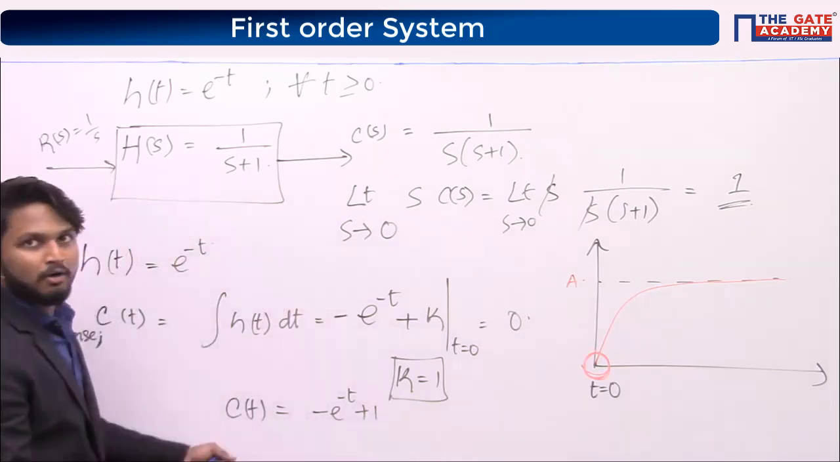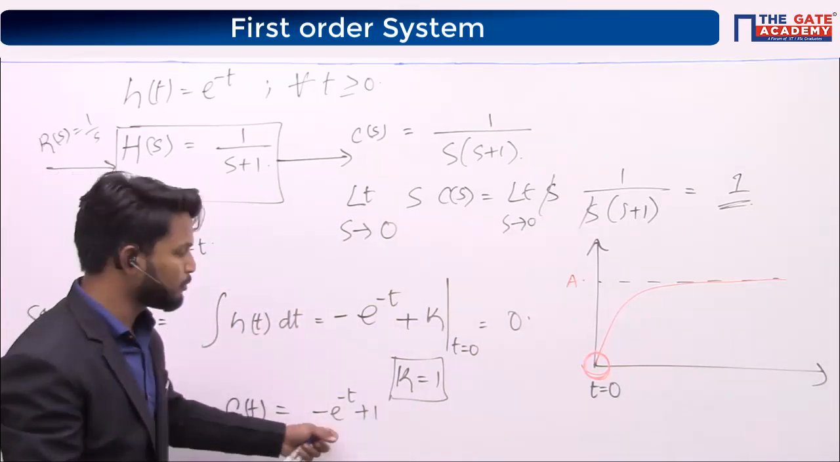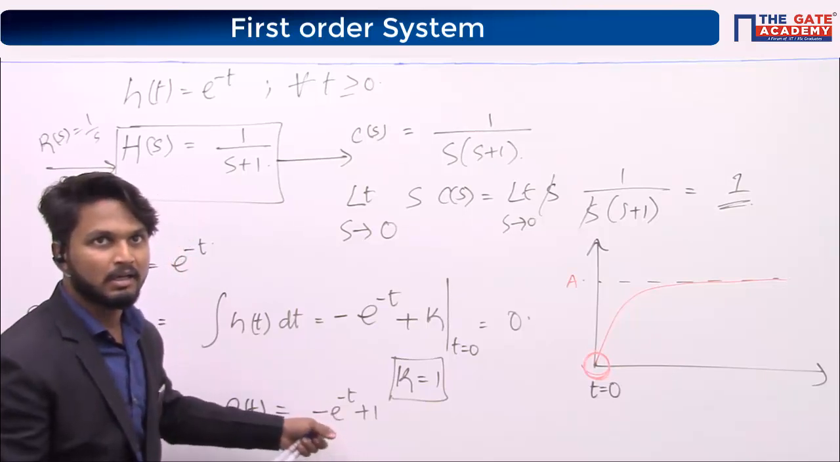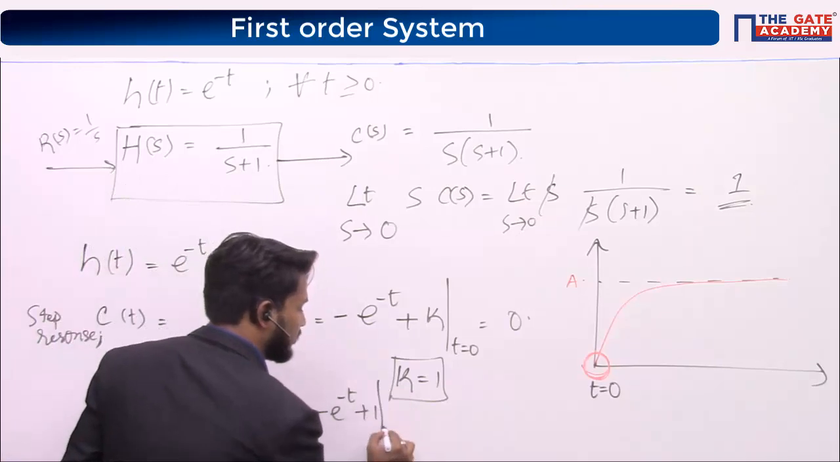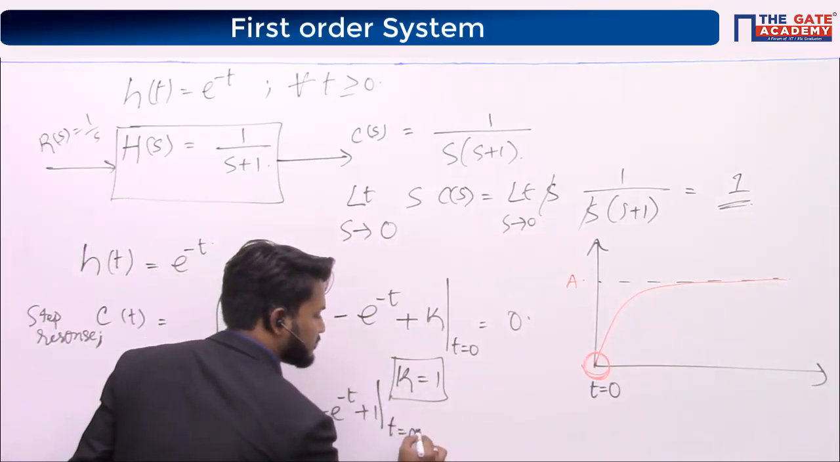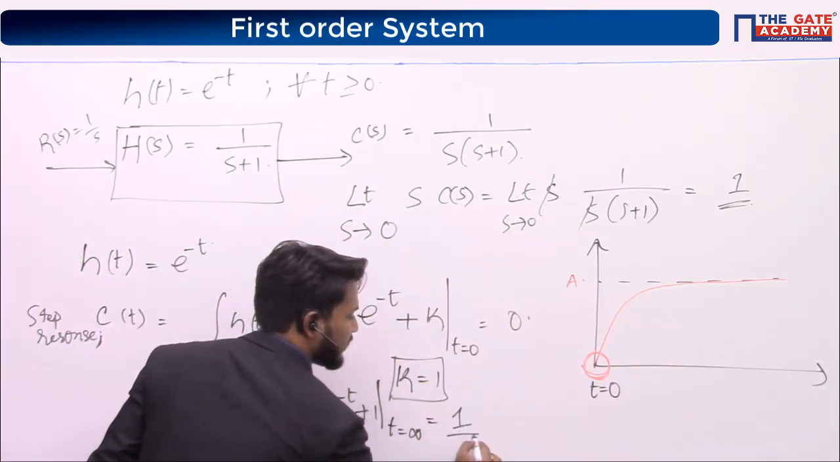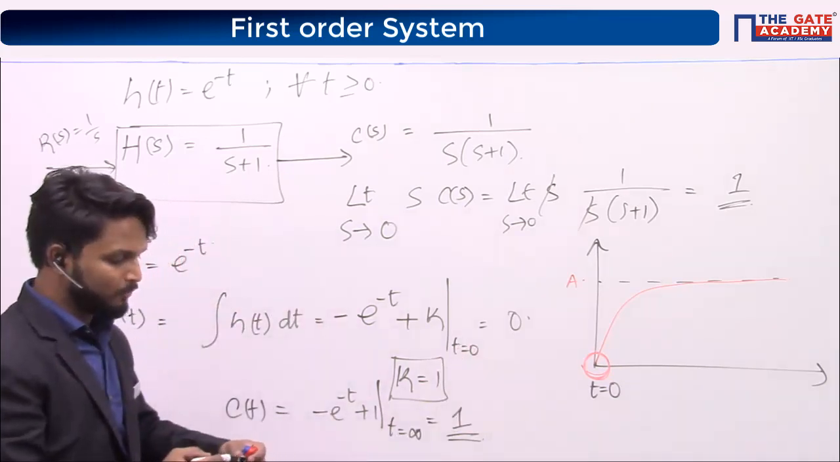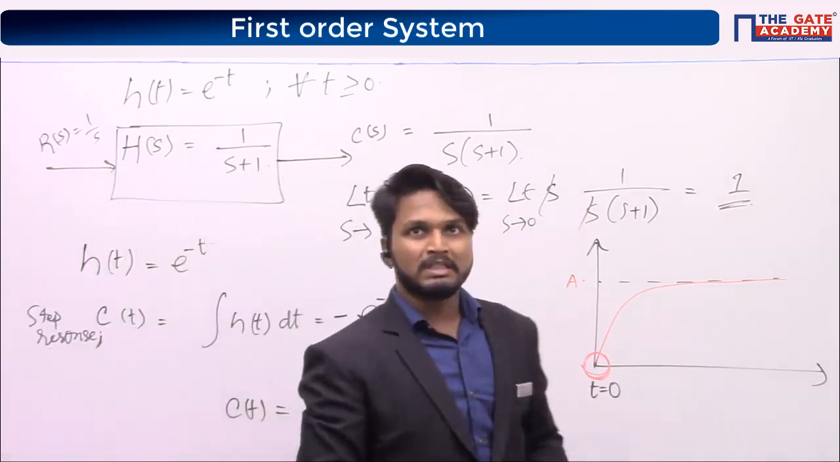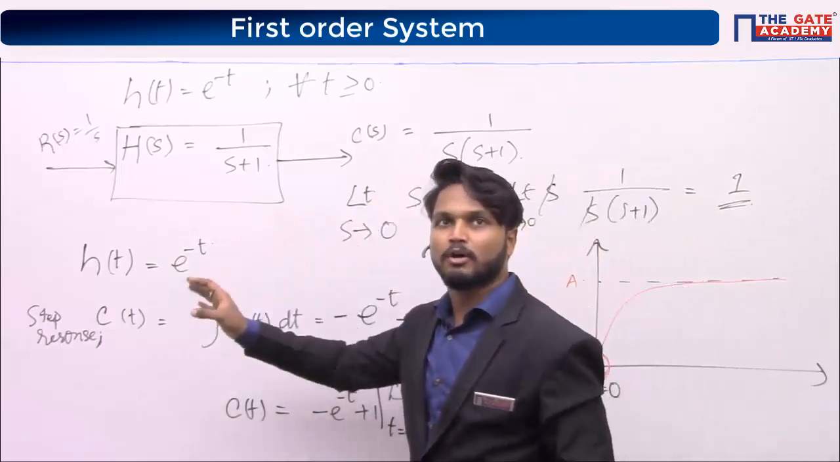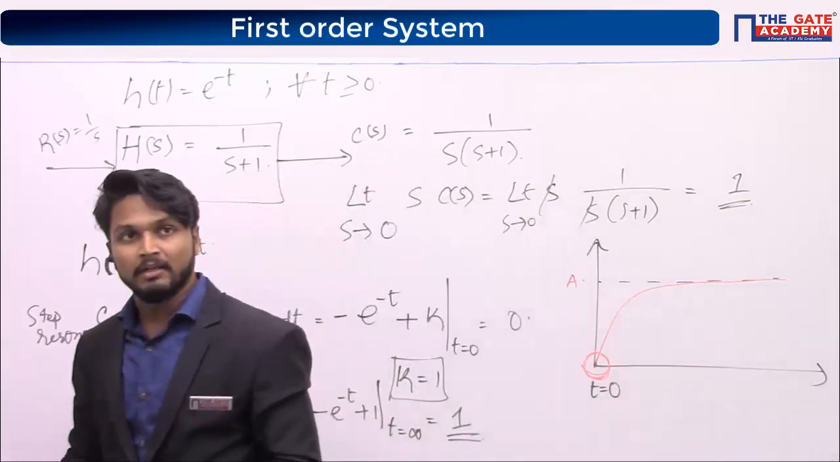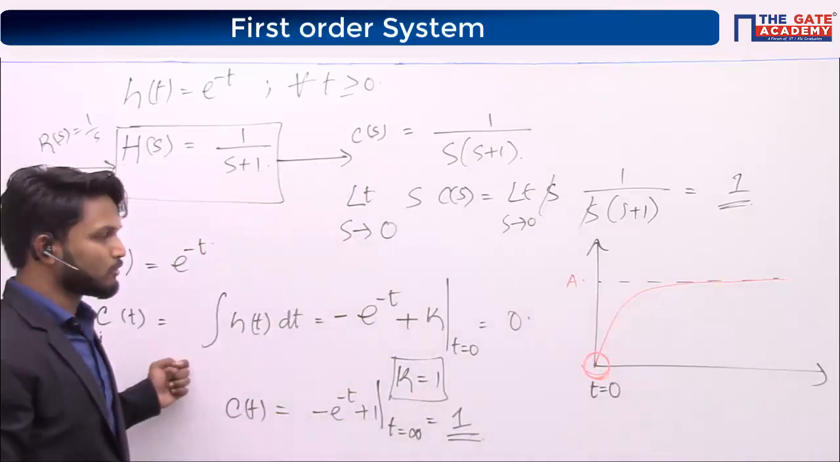In order to find out the final value of this, you have to put t is equal to infinity in this. If you put t is equal to infinity, what will you get? You will get the final value of the response to be equal to 1. So this is the simplest approach you can use. I'm just telling you various ways of solving this particular question, so you can use this approach also.